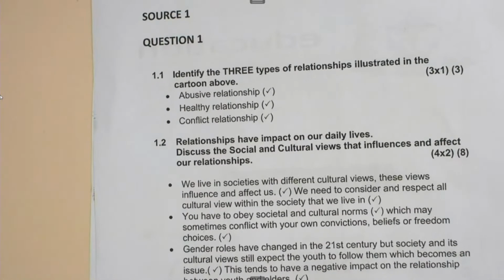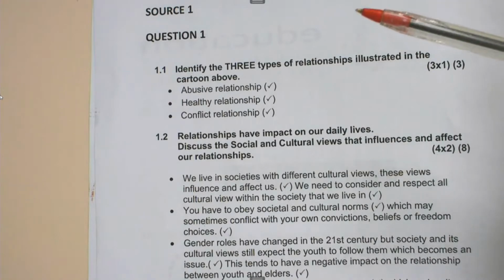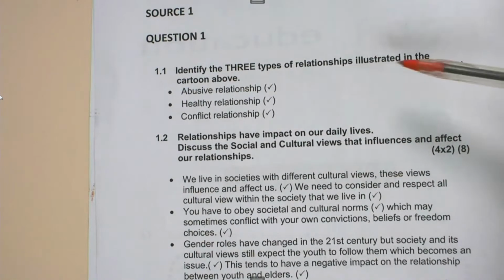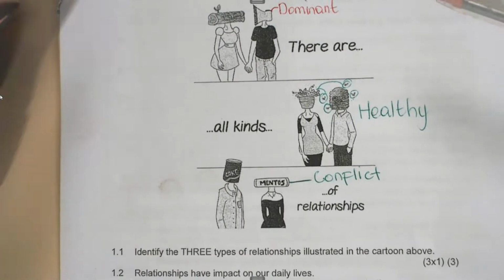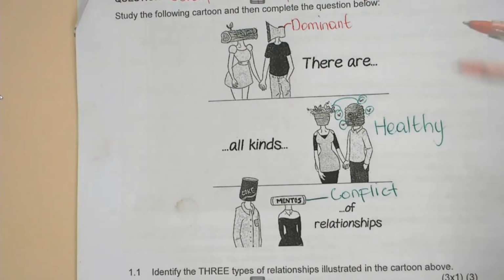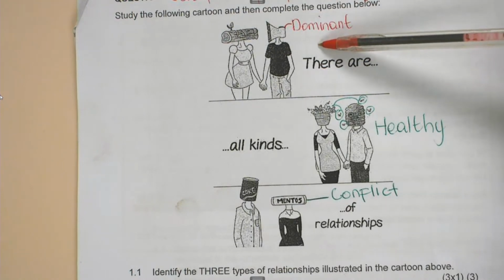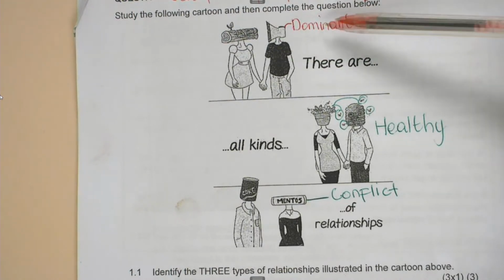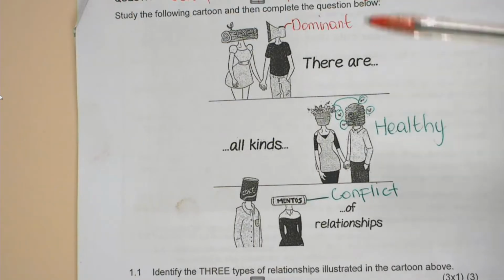Colleagues, when you look at question 1, the question says identify the 3 types of relationship illustrated in the cartoon above. So learners were supposed to look at this cartoon, analyze it, and then answer the first question. I did a bit of analyzing the cartoon. I looked at the first picture. I see that the gentleman is dominant in their relationship. I did this just to show our learners how to analyze a question.